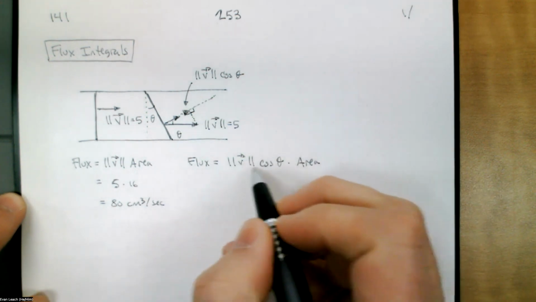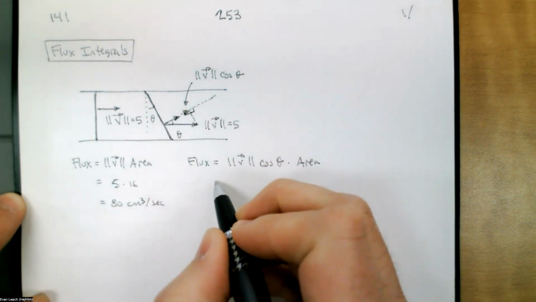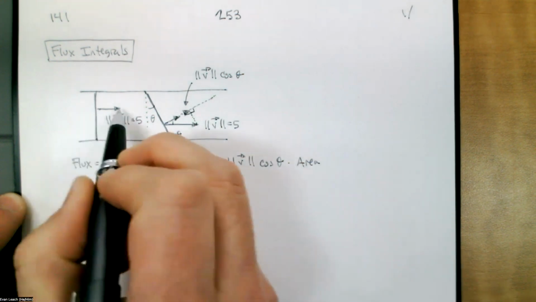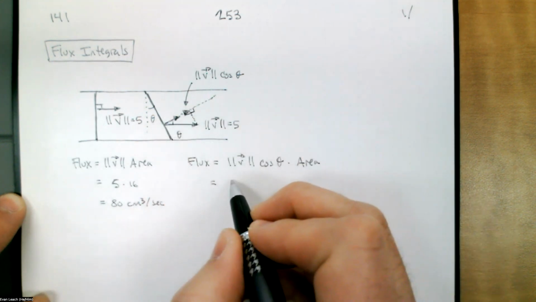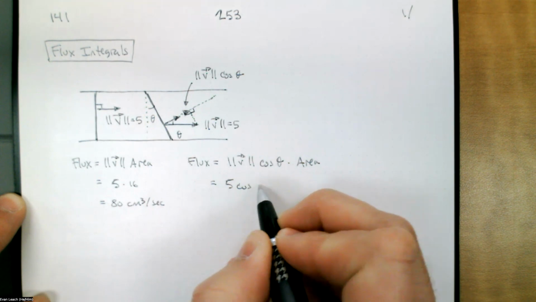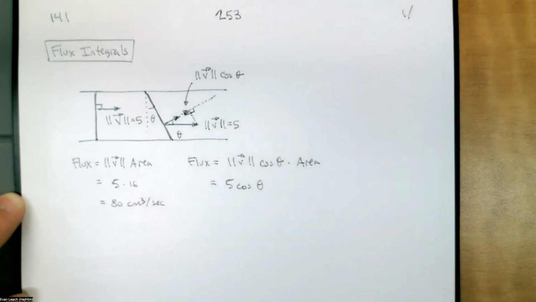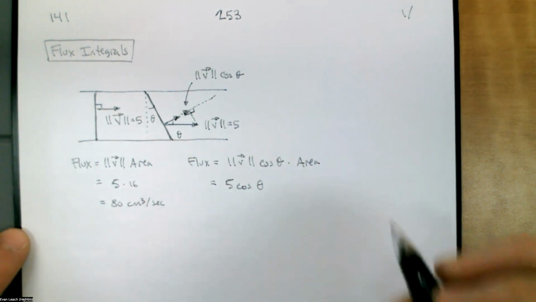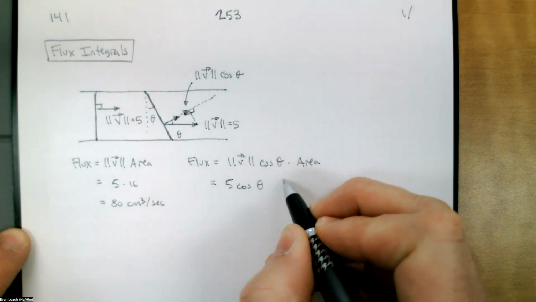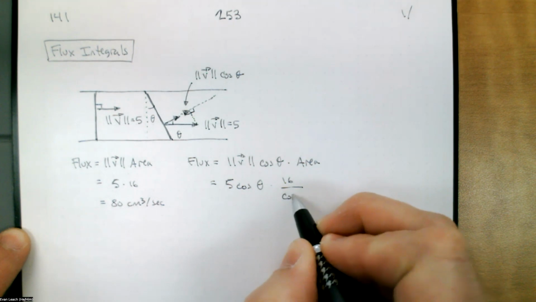So our flow perpendicular to this area is no longer just all of 5 flowing perpendicular to the area. The flow perpendicular to the area is going to be 5 times the cosine of whatever angle we angled our cross section. But the area is also increased. So we reduced the flow perpendicular to the area, but we increased the area through which the water was flowing. So we multiplied by 16 divided by the cosine of theta.